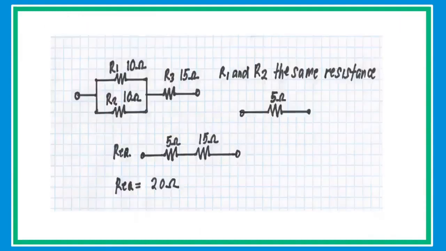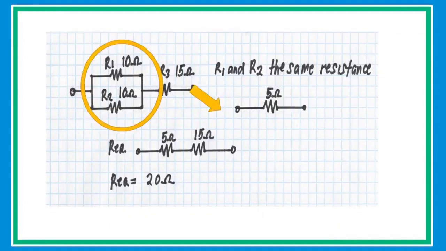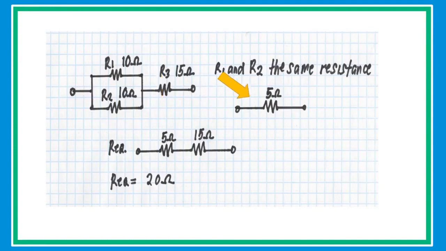Here we have another example. Let's calculate the resistance. The R1 is 10 ohms, the R2 is 10 ohms, and the R3 is 15 ohms. You notice that the two resistors are connected in parallel. Then just simply get the half of it to have 5 ohms equivalent resistance. Then redraw the circuit and simplify. Add R3, which is 15, to have an equivalent resistance of 20 ohms.